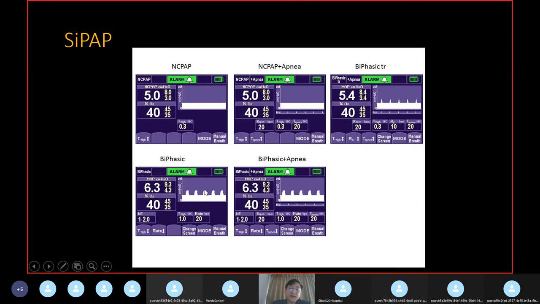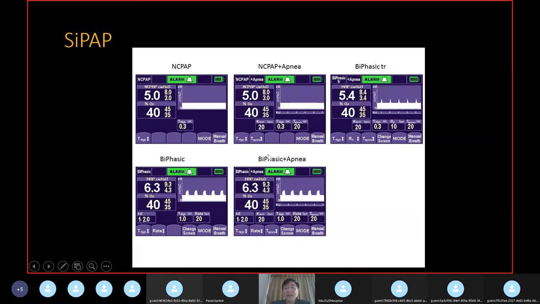The other different setting here is this biphasic. With this biphasic, you will look at the I time, which is 1 second. So this is more or less like a recruitment strategy. Compared to the 0.3, this is 1 second, so it means you're giving a dual level inspiratory pressure. With this 1 second, you hope that you can recruit the lung much better.